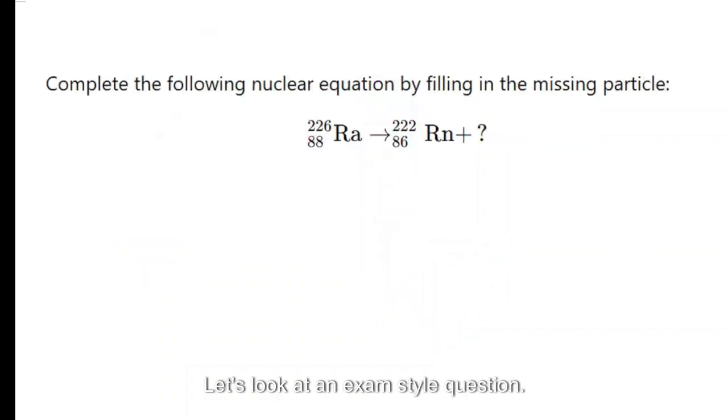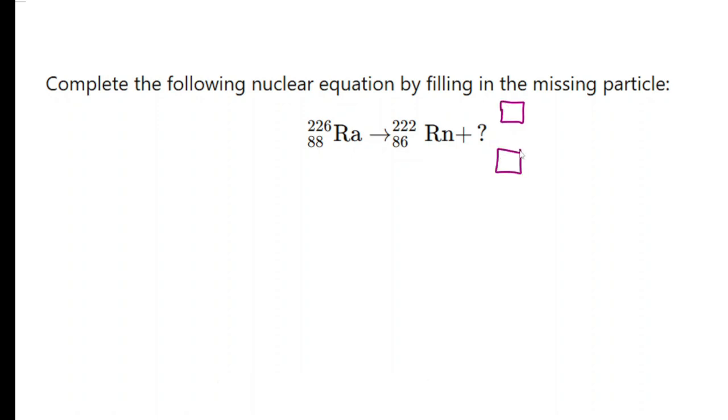Let's look at an exam style question. Complete the following nuclear equation by filling in the missing particle. Now I don't know what the particle is, but let's figure out what it is by finding the mass number and the atomic number. 226 take away 222 is obviously 4. 88 take away 86 is 2.